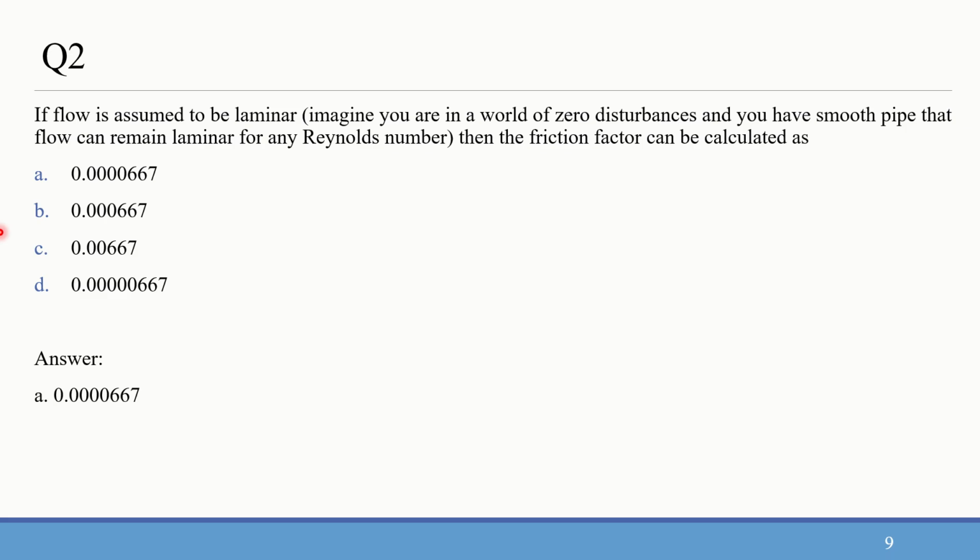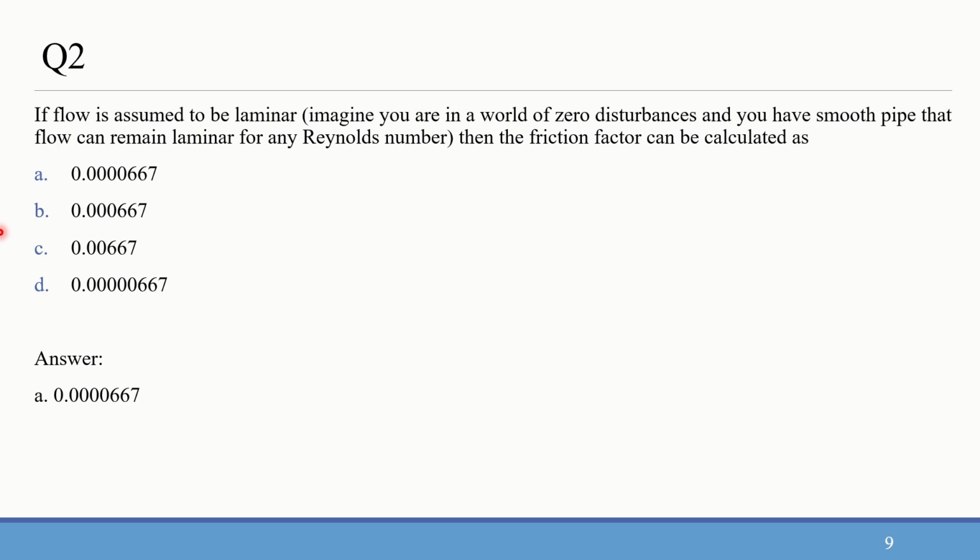So what is given, and how to calculate it? We are asked to assume the flow is laminar, considering an ideal world where there are zero disturbances and we have a smooth pipe. In that case, the flow can remain laminar for a longer period of time. So what will be the friction factor calculated under such conditions? The friction factor is given by f equals 64 by Re, and this is for laminar flow. Since the question explicitly mentions to assume the flow to be laminar, we are just assuming it. So it is 64 by Re.